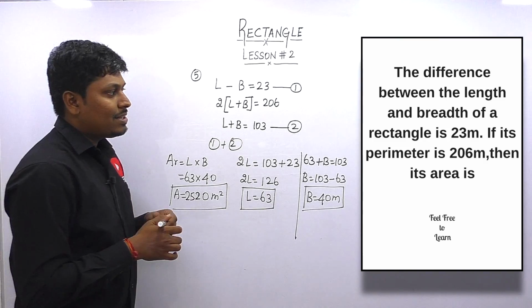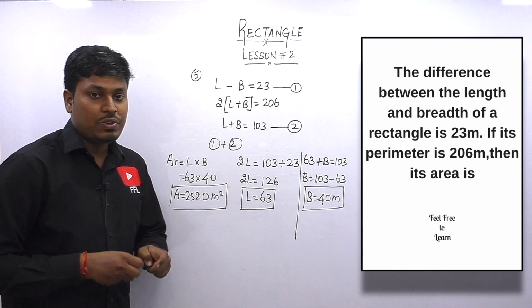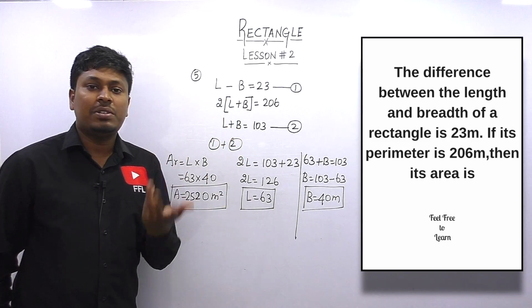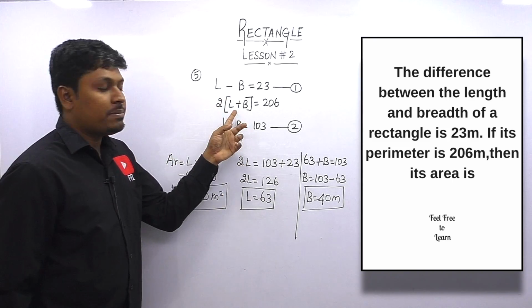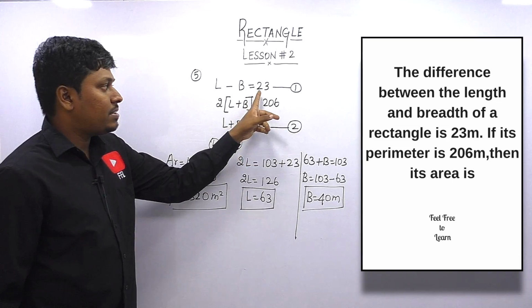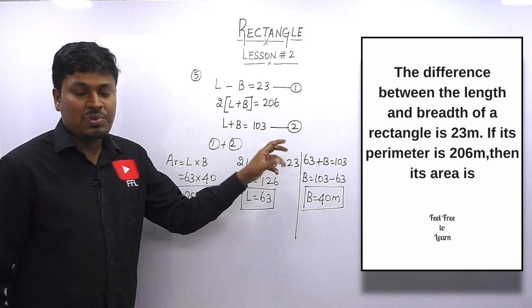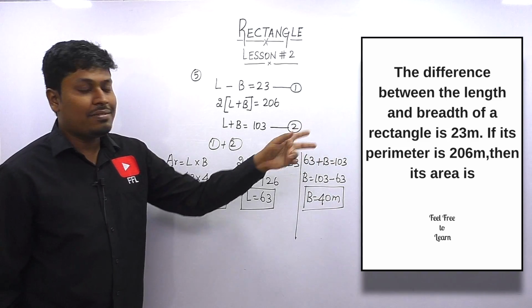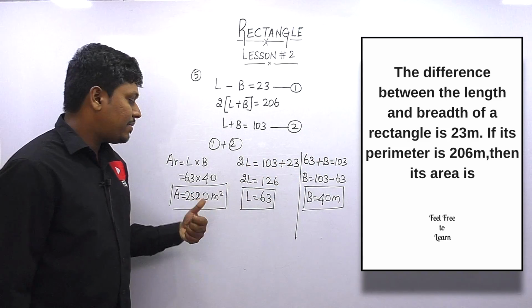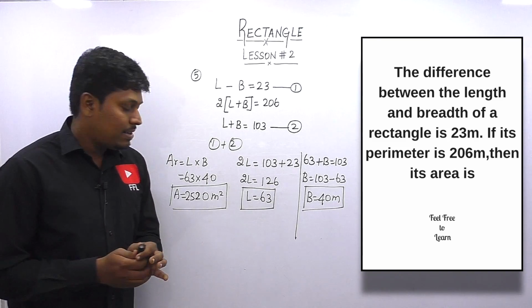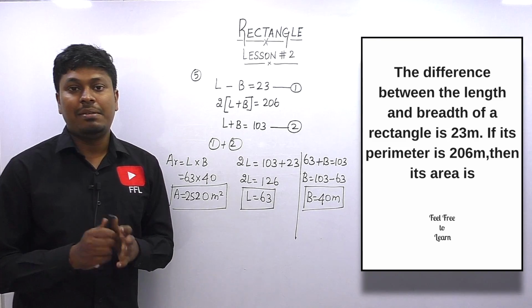It's too easy, just understand the concept, right? They have given 2 data, one is the difference and the second is the perimeter, and we already know the formula for perimeter, that is 2 times of L plus B is equal to 206. So finally we framed 2 equations, equation 1 and equation 2. After solving these equations we got the length and breadth, and according to the question our target is to find the area. So area is equal to length into breadth. So finally we got the answer, that is the area of the rectangle is 2520 meter square.